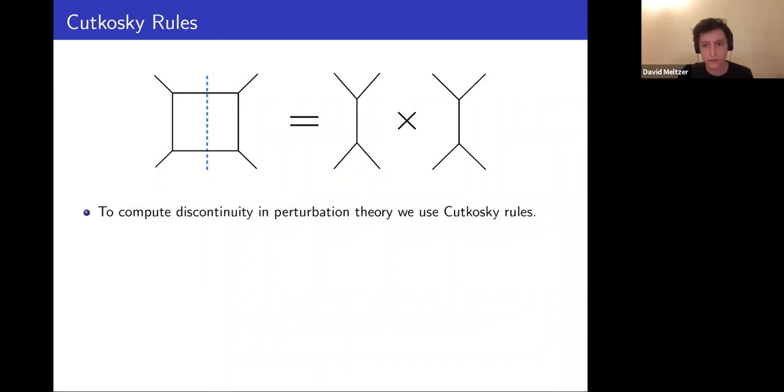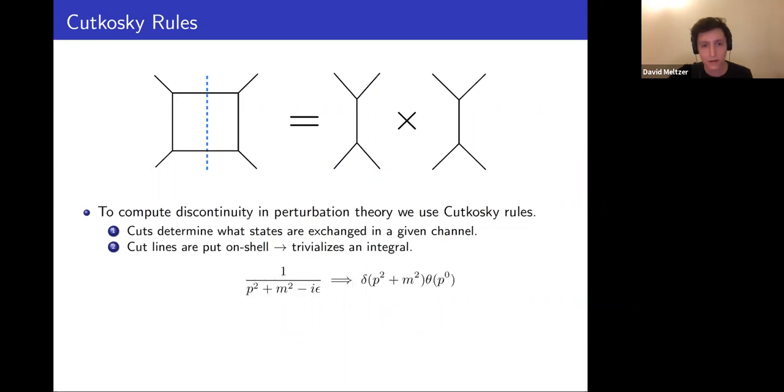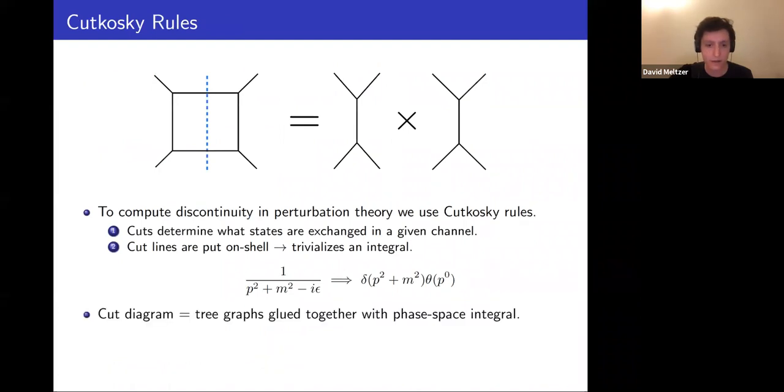So this is something we all learn from Peskin and Schroeder. So we take our diagram and we cut it. The cuts determine which states are being exchanged in a given channel. And the cut lines are put on shell, and so this trivializes an integral. And what you find is that your cut one loop diagram just becomes a product of tree graphs, which are glued together with the phase-space integral.